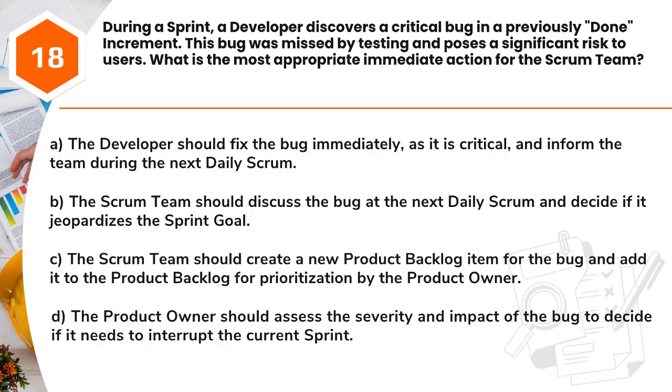A. The developer should fix the bug immediately, as it is critical, and inform the team during the next daily Scrum. B. The Scrum team should discuss the bug at the next daily Scrum and decide if it jeopardizes the sprint goal. C. The Scrum team should create a new product backlog item for the bug and add it to the product backlog for prioritization by the product owner. D. The product owner should assess the severity and impact of the bug to decide if it needs to interrupt the current sprint.